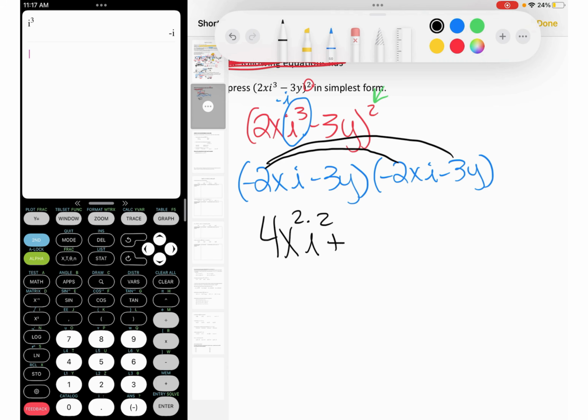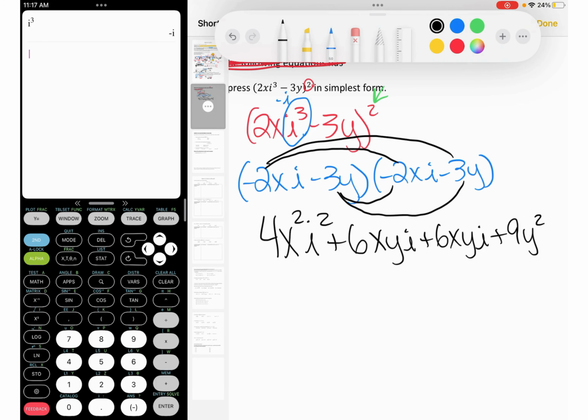Negative 2 times negative 3 is a plus 6, and it's xi times y, so it's literally xyi. Do the same thing here. It's a positive 6xyi. And then here, negative 3y times negative 3y is a positive 9y squared.